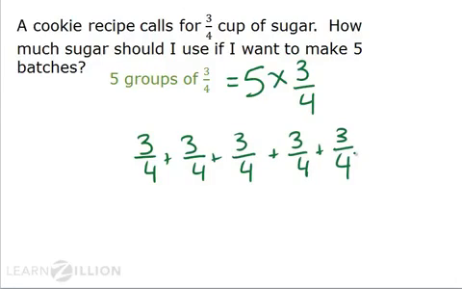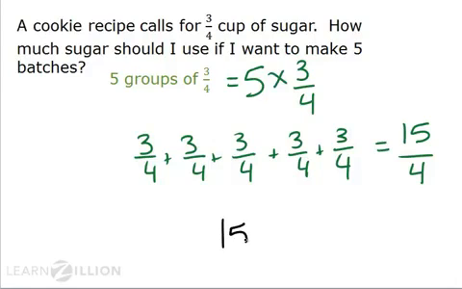When I add my fractions, I will add 3 plus 3 plus 3 plus 3 plus 3 to get 15 pieces I want to count, but the 4 in my denominator stays the same because there are still 4 pieces in the whole. Therefore, 5 groups of 3/4, or 5 times 3/4, is equal to 15/4. I need 15/4 cup of sugar for 5 recipes. Again, I'm going to turn this into a mixed number so it makes more sense.